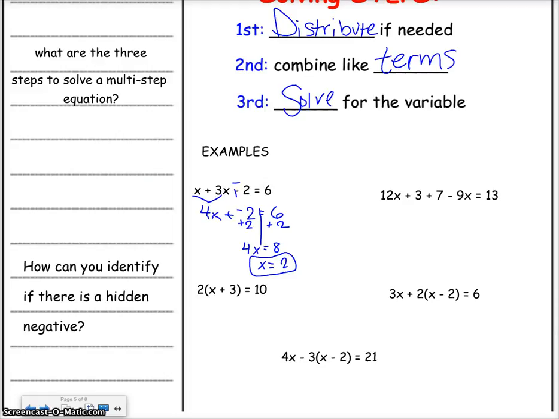Okay, the next one, I'm going to plus a negative. I can't distribute, so I'm not going to distribute, but I can combine like terms. So 12 and a negative 9 is 3. 3x plus, I can combine my constants. Remember, constants do not have a variable. 3 and 7 is 10 equals 13. And then you move your 10. 3x is 3, x is 1.